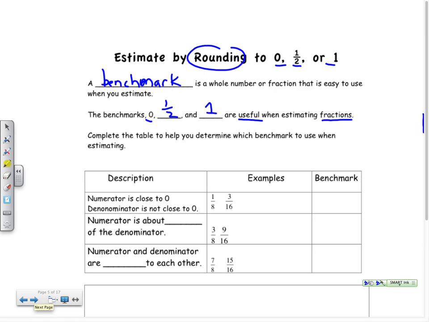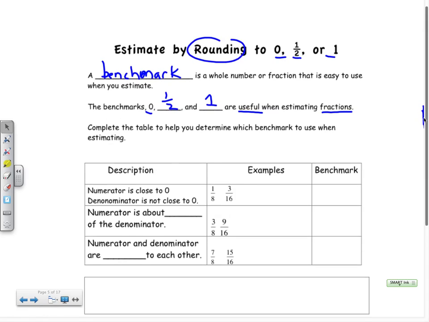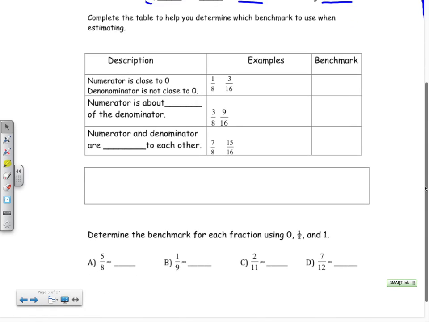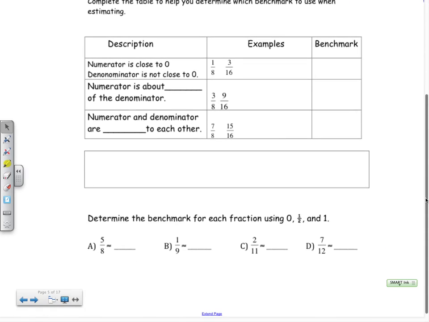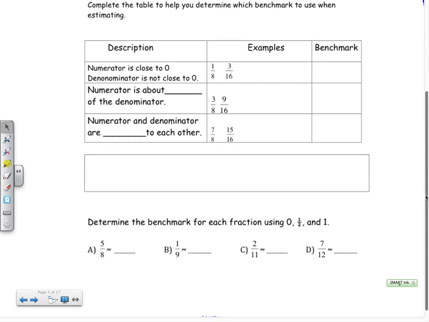So we're going to complete this table together, but first we're going to look at a model, of course, of what fractions are. So let's let this model down here be our ruler.